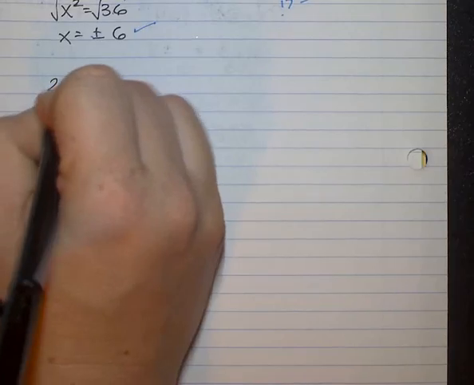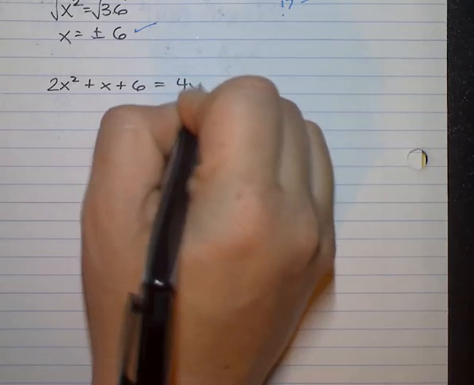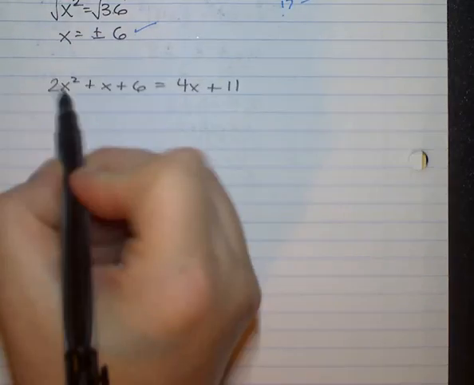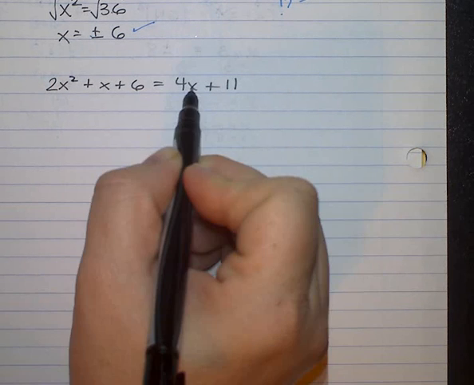2x squared plus x plus 6 equals 4x plus 11. You may recognize this type of problem from Unit 2 and Unit 3. So you always have the choice of moving things to the left or right. I always suggest moving it to the side with the largest x squared, or your highest degree. I suggest whatever the leading coefficient is, the largest leading coefficient, move it to that side.